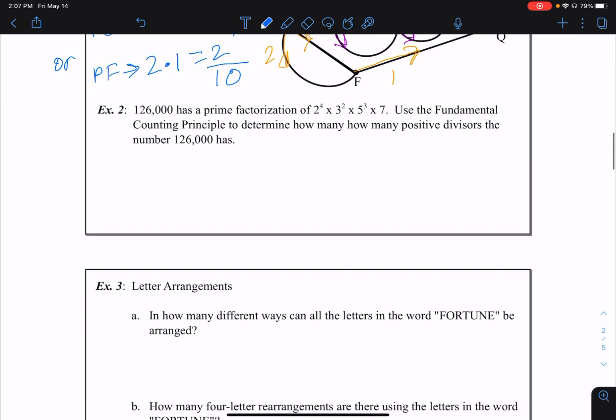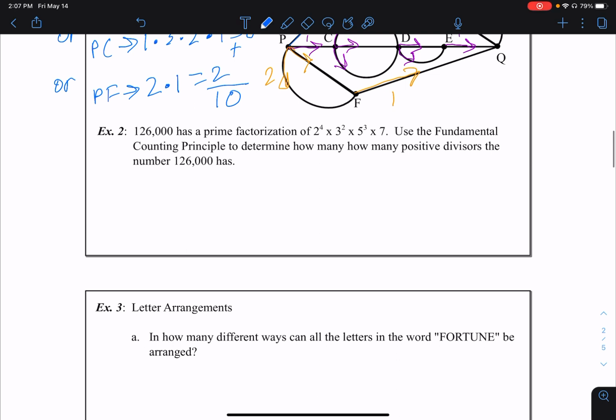Let's look at the second problem. It says 126,000 has a prime factorization of 2 to the 4th times 3 to the 2nd times 5 to the 3rd times 7. Use the fundamental counting principle to determine how many positive divisors the number 126,000 has.